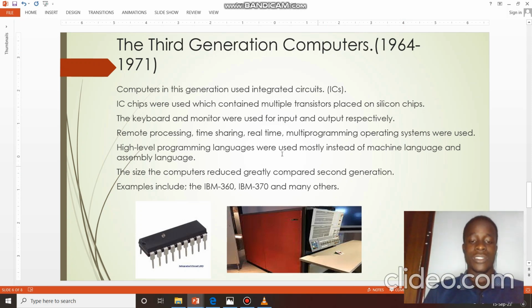High-level languages were easily understood by humans, which made production much easier, and computers were reduced greatly in size. Examples are the IBM 360 and the IBM 370.